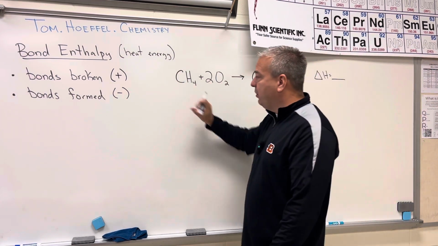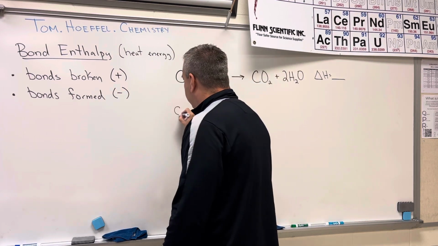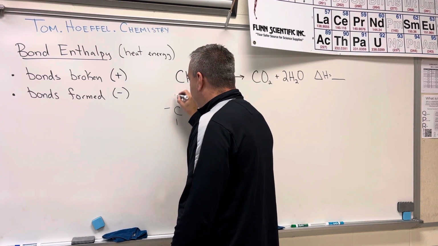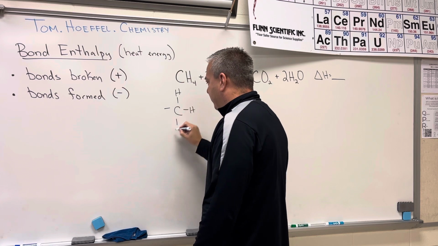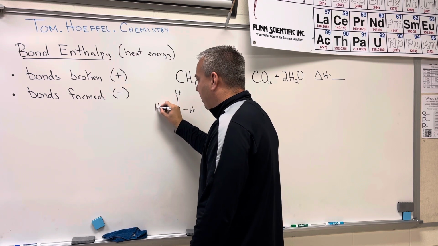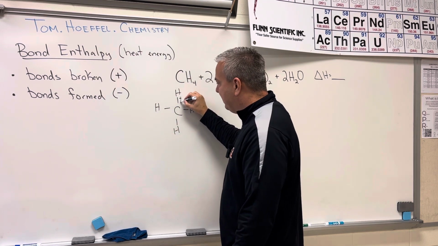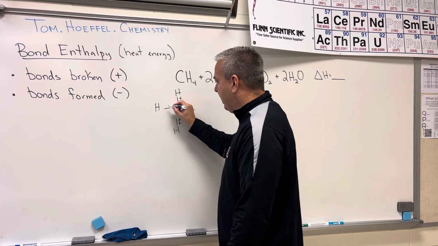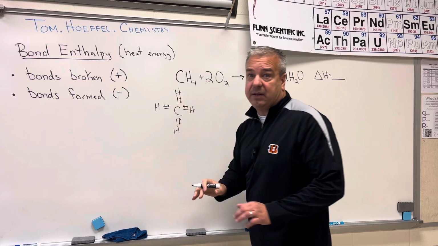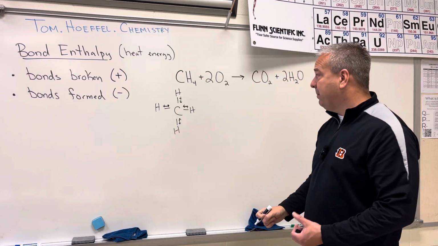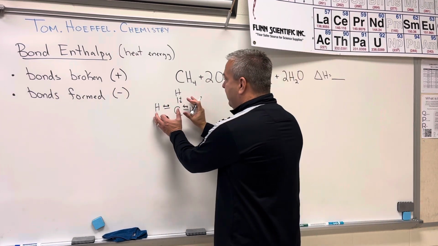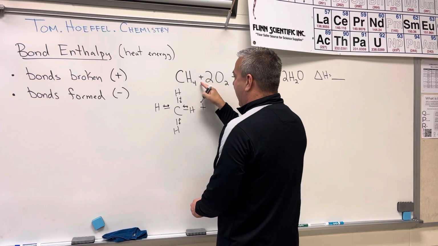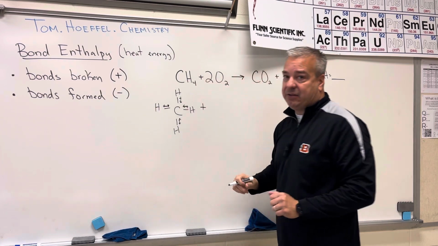So if I show the bonding for CH4, it's going to look like this. Now remember, there's an unequal share between the carbon and the hydrogens, so the dipole is going to be pointed towards the carbon. And once again, if you don't know how to do this, please watch the video on covalent bonding. Okay, so one of these methanes we're going to add to two of the oxygens.